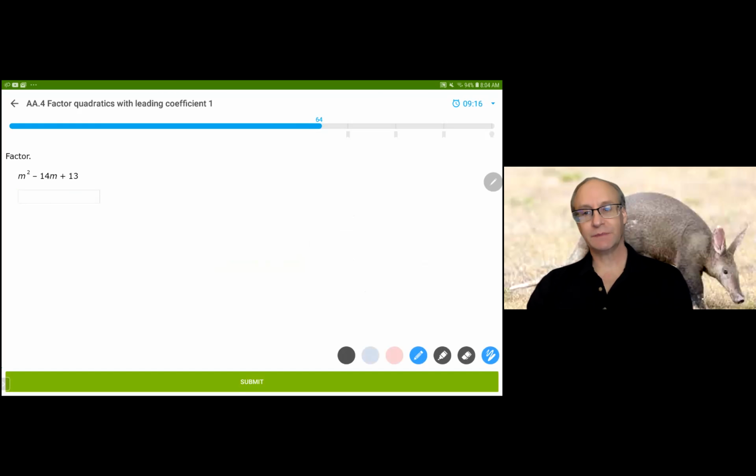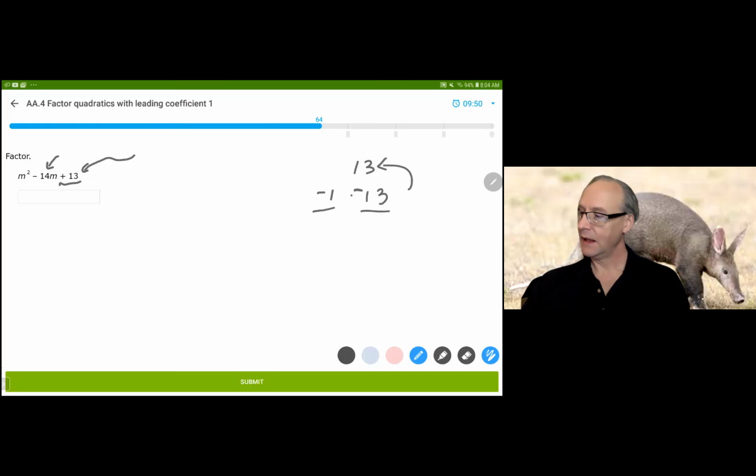Now this is another special case. Now notice that I have a positive at the end. That's important. There's only one way to get a positive at the end with a negative in the middle. And I hope you can think about what happened. Well, there's only one way to get 13. I multiply 1 times 13. But there really is another way if you think about it. What about a negative 1 times a negative 13? That does give me a positive 13. And when I add them together, I get my negative 14 in the middle.